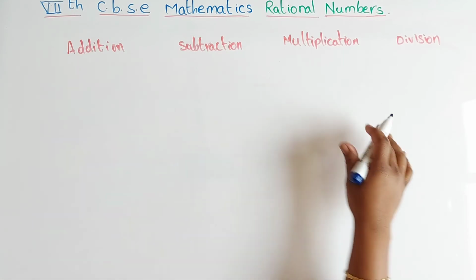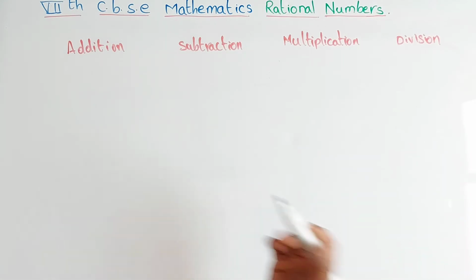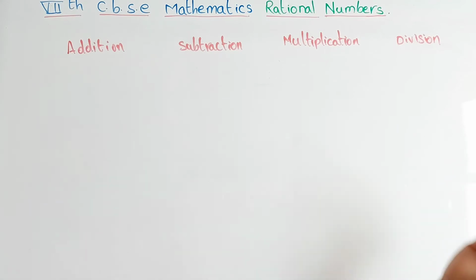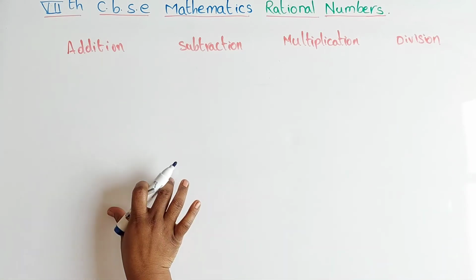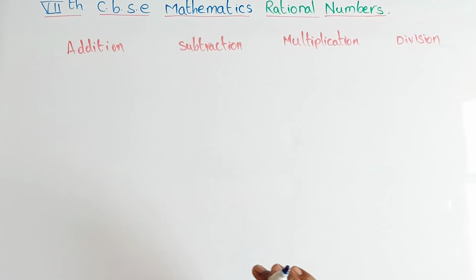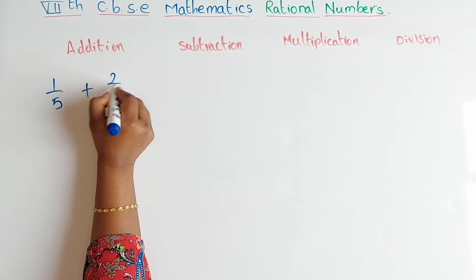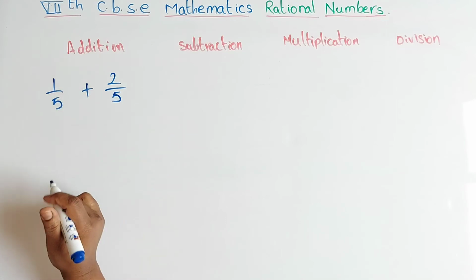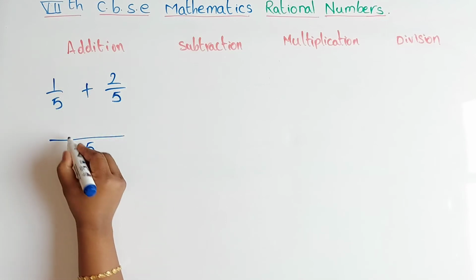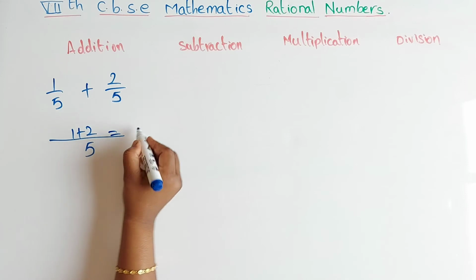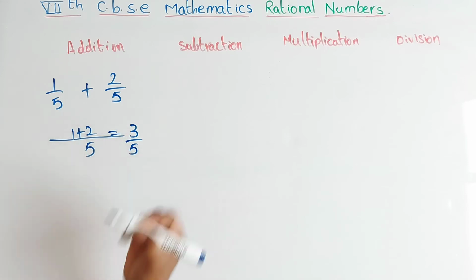Now we will see the main operations on rational numbers. What are those? Addition, subtraction, multiplication and division. First one is addition. Addition of two rational numbers, children. Let's take an example, 1 by 5 and 2 by 5. Here we have the same denominator, so it is easy. 5 is the LCM, 1 plus 2 in the numerator. So 1 plus 2 is 3, 3 by 5.